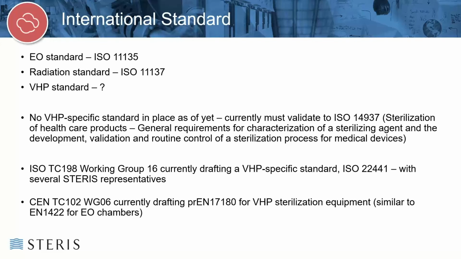While this is the case, however, there is currently an ISO Technical Committee 198 working group who are currently drafting a VHP specific document, which will be ISO 22441, and this working group does have several STERIS representatives working on it. In parallel to this then, CEN also has its own Technical Committee 102 working group who are currently drafting a VHP sterilization equipment standard, which will then be similar to EN 1422 for EO chambers. So while we're currently having to use ISO 14937, there are some VHP specific standards in the pipeline.